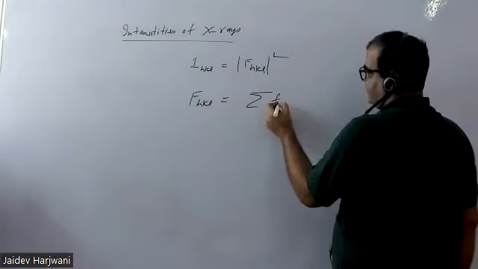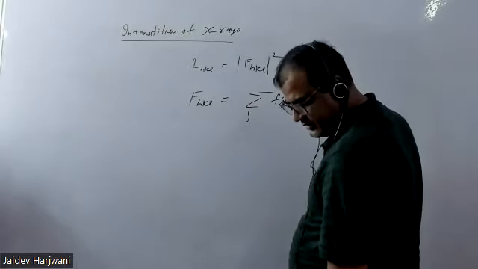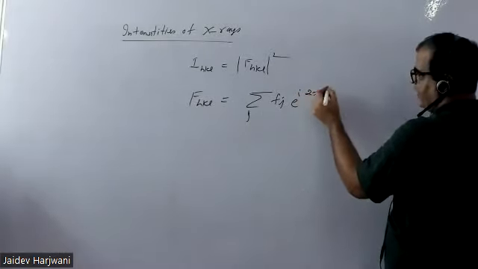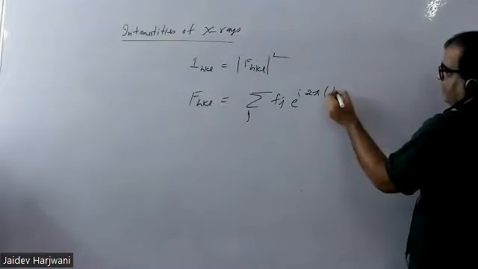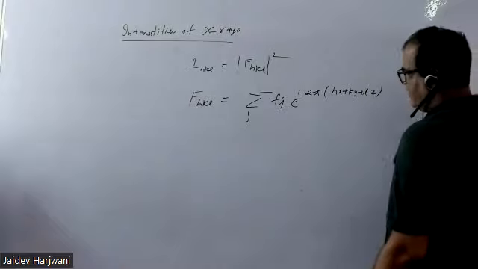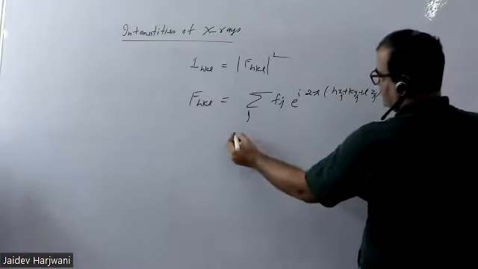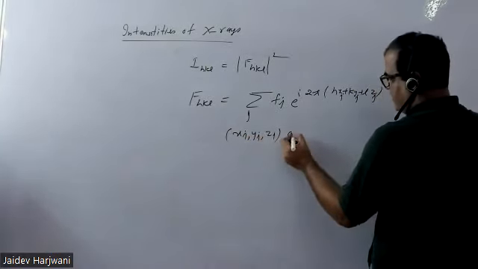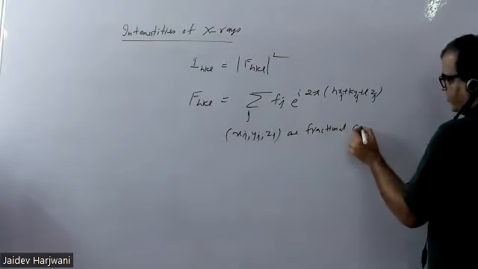That is the sum over Fj, where j runs over the atoms and their fractional coordinates, e to the power iota 2 pi, what should I write, h xj plus k yj plus l zj, where xj, yj, zj are the fractional coordinates.